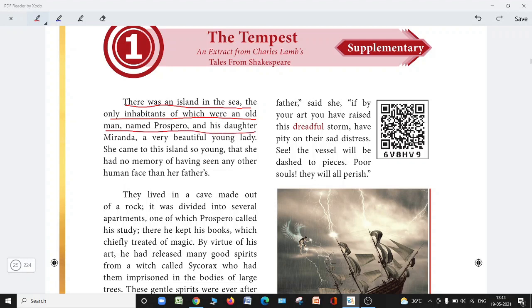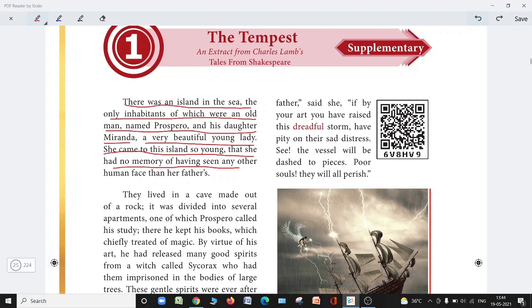There was an island in the sea, the only inhabitants of which were an old man named Prospero and his daughter Miranda, a very beautiful young lady. She came to this island so young that she had no memory of having seen any other human faces than her father's. In this paragraph, they talk about an island which is in the sea.